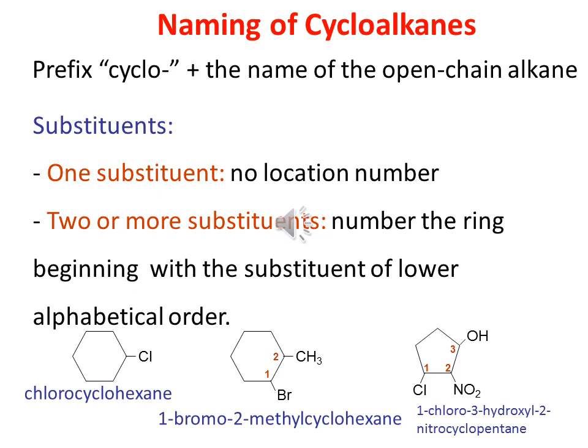So the chloro gets number one, and then comes the two. Two is the nitro and three is the hydroxyl. We have to write the names of the substituents in alphabetical order. So 1-chloro-3-hydroxy-2-nitrocyclopentene is its correct name.